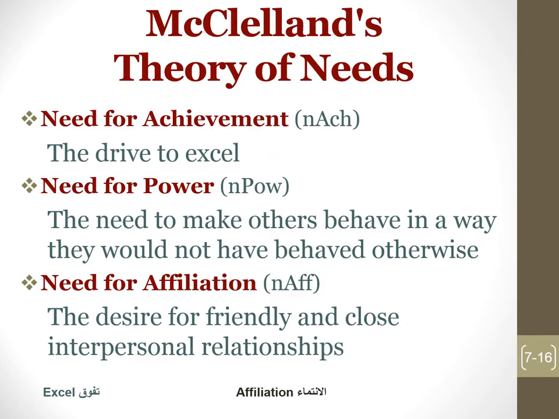The last early theory is McClelland's theory of needs. McClelland classified needs into the three needs theory: need for achievement, nAch; need for power, nPow; and need for affiliation, nAff. Need for achievement is the drive to excel. Need for power is the need to make others behave in a way they would not behave otherwise. And need for affiliation is the desire for friendly and close interpersonal relationships.